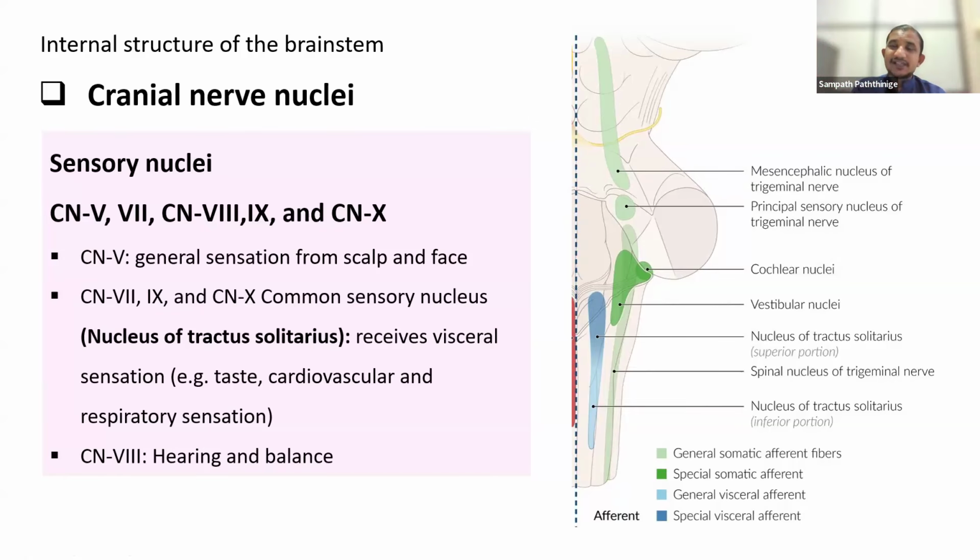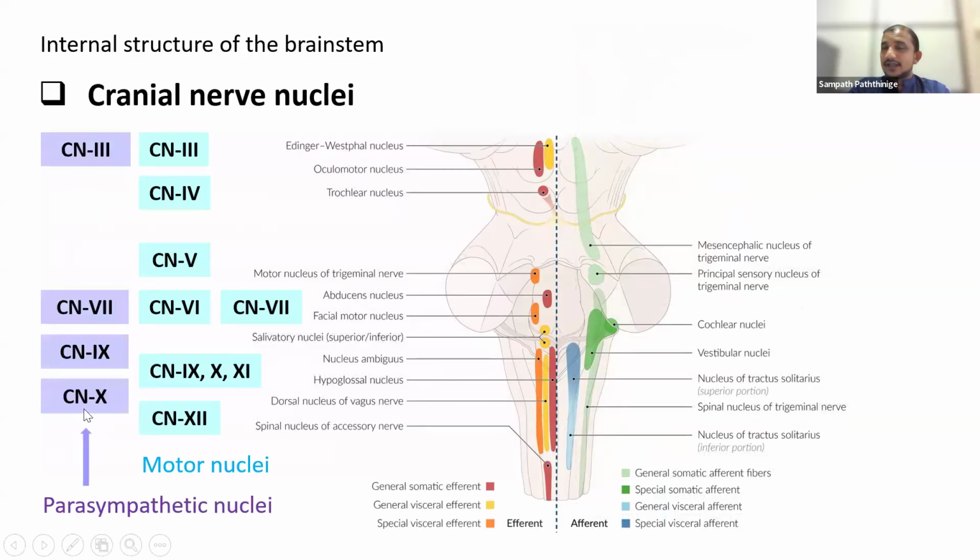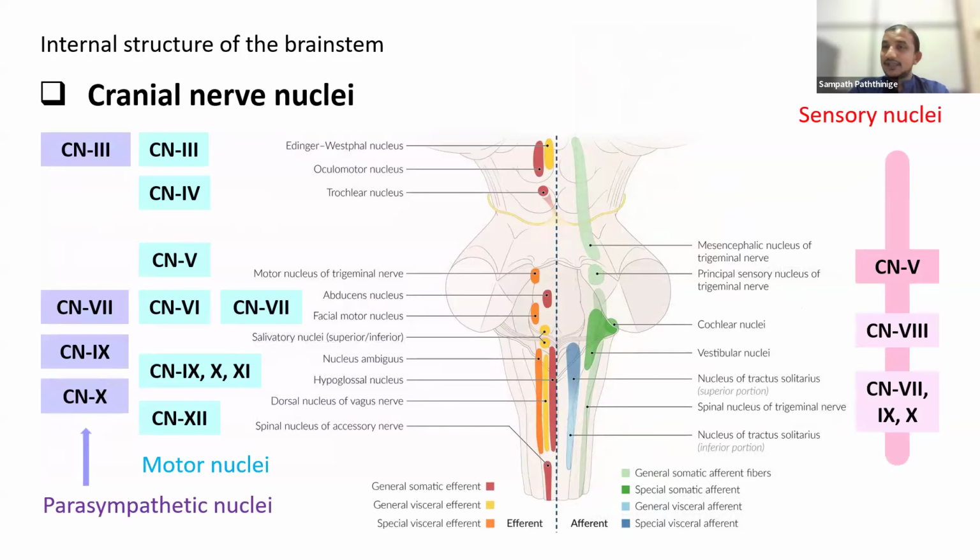And then we have the special sensory nuclei, the vestibulocochlear nuclear complex in the lower pons and the upper medulla. So all these are there in the brainstem. This shows the different arrangement of cranial nerve nuclei, the motor nuclei on one side and the sensory nuclei on the other side.